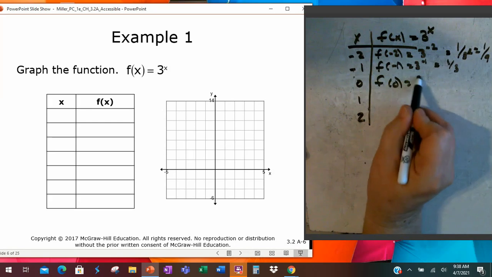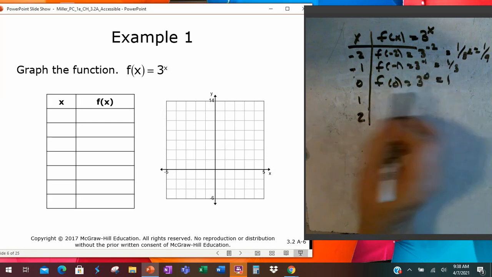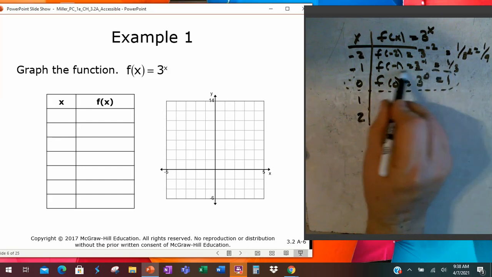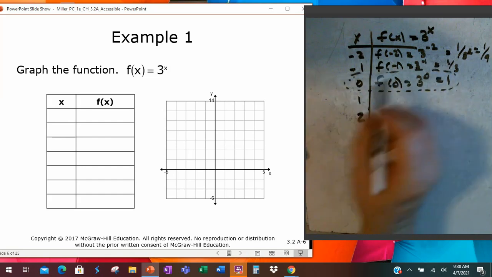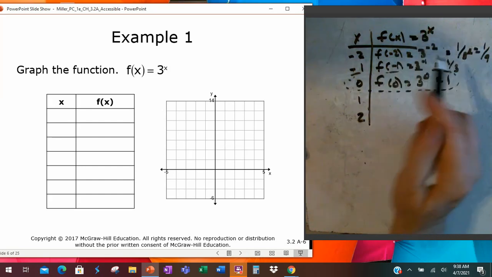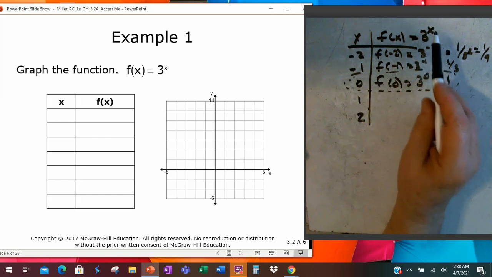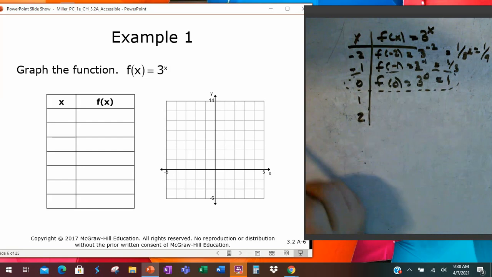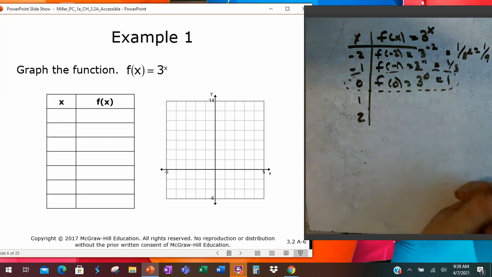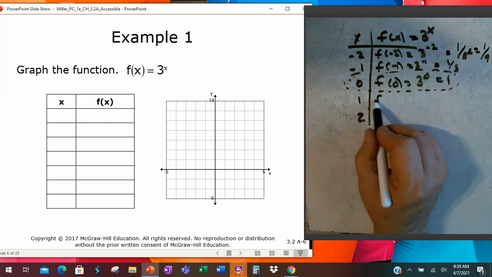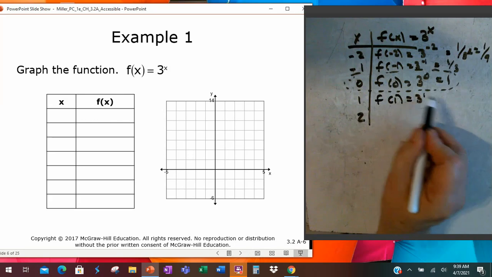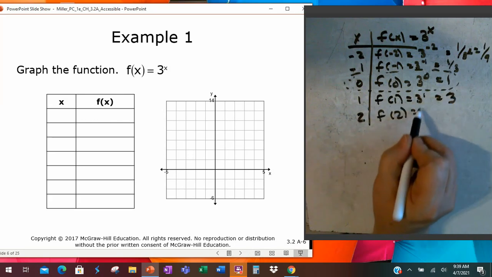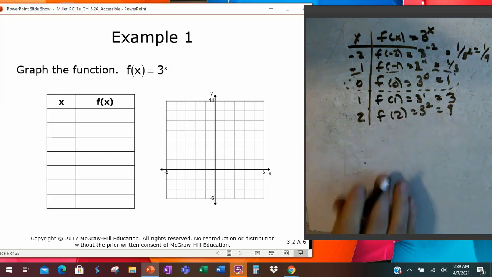f of 0 is equal to 3 to the 0. I want to put a little dash line around here. This always occurs for the basic exponential, when it hasn't done any shifting: when I look at 0, this thing goes to the y. This is my y-intercept. And then f of 1 looks like 3 to the 1, which is just 3. And then f of 2, 3 squared, which is 9.